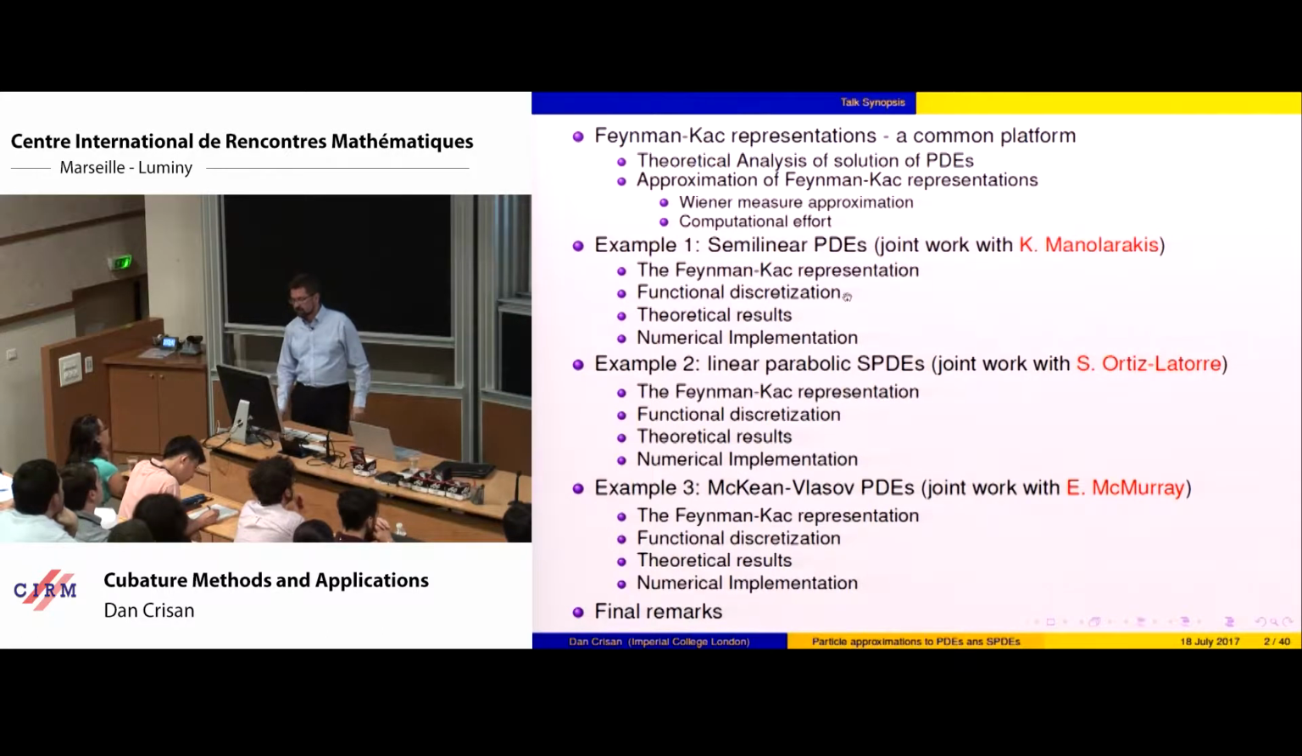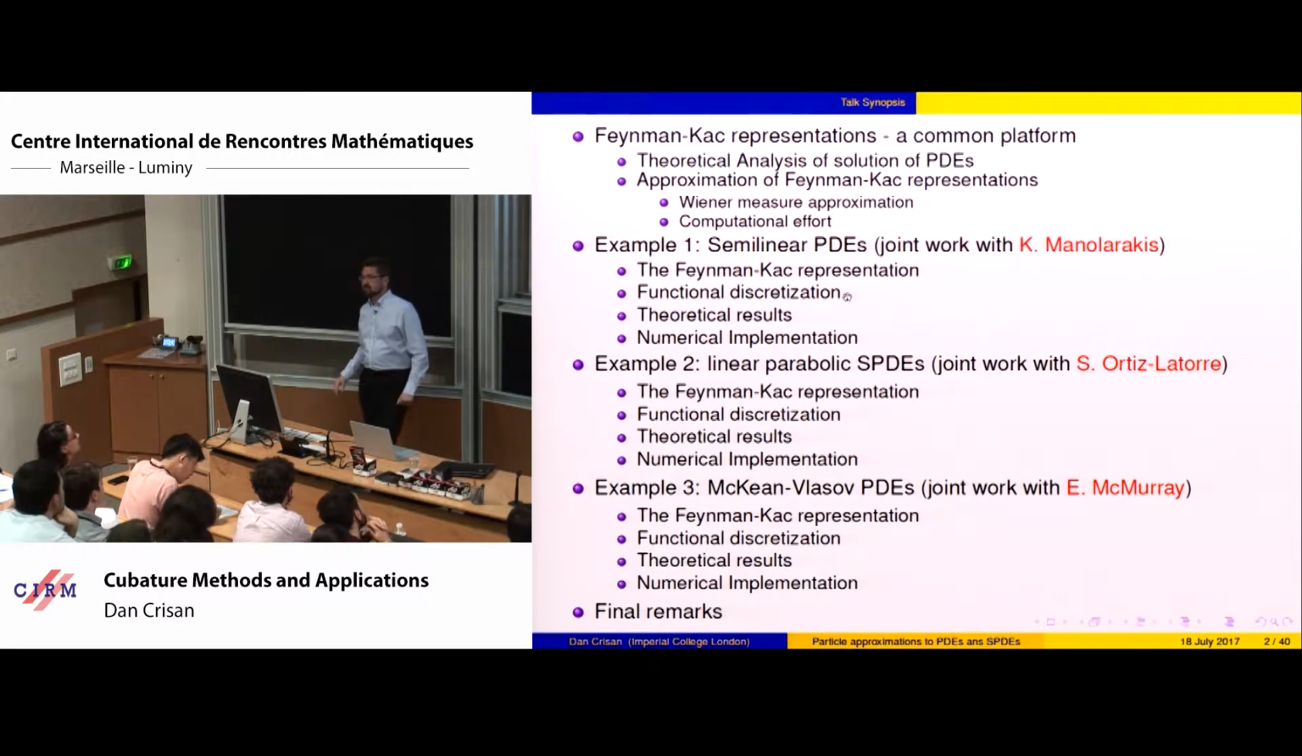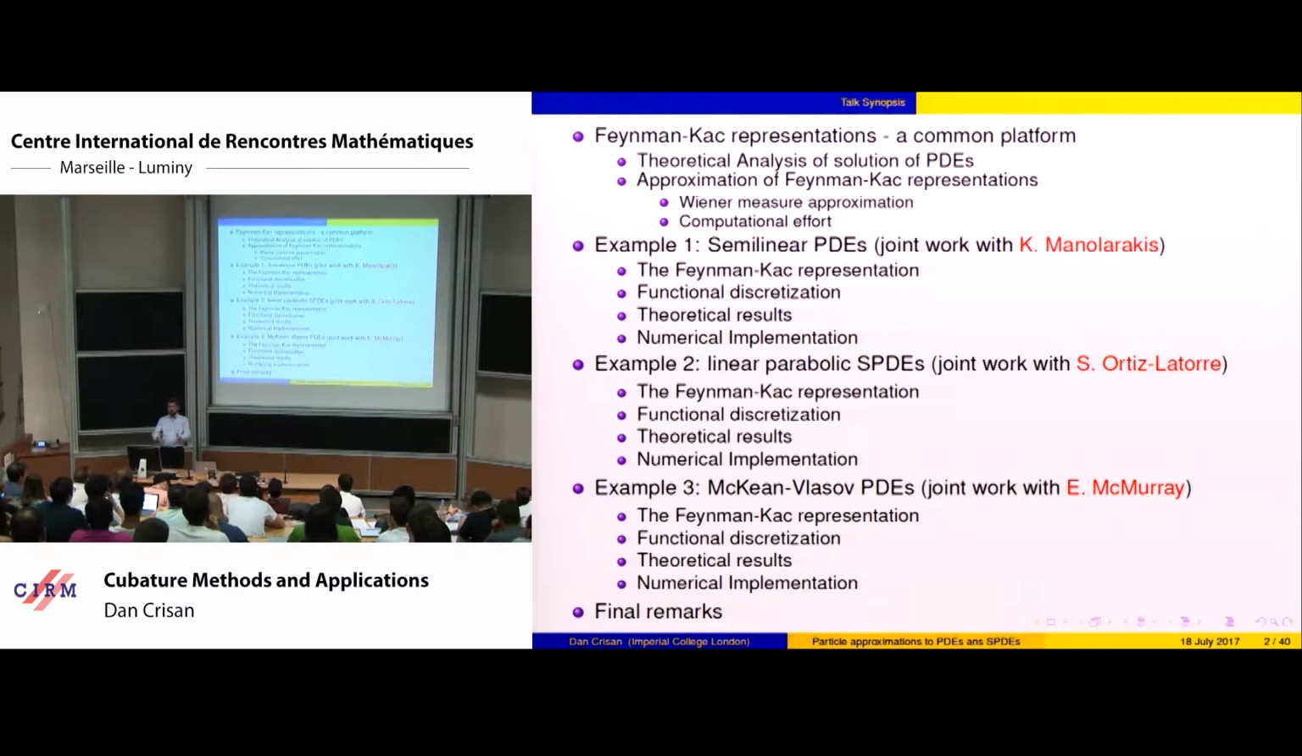So the first one is semilinear PDEs. And this is joint work with Konstantinos Manorakis, work that we've done some time ago. So the template for each of these three examples will be the same. I'm going to show you what the Feynman-Kac representation is going to be. So this is going to be in terms of a forward backward stochastic differential equation.